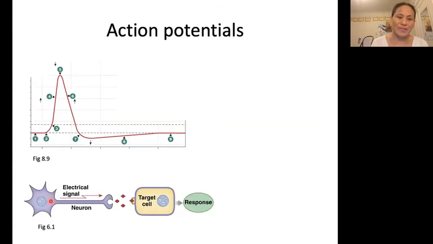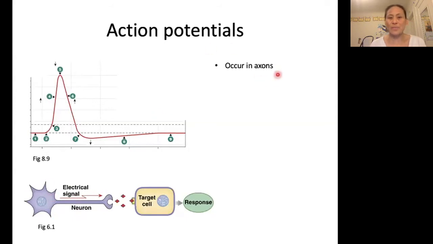I want to tell you that action potentials travel down the axon of a neuron. So that's this electrical signal shown here in this diagram right here. Okay, so let's go over some of the characteristics of action potentials.